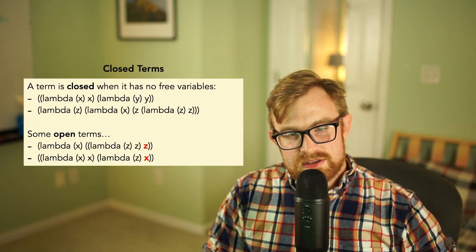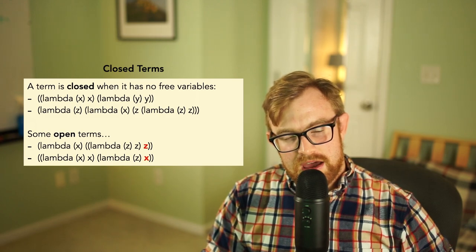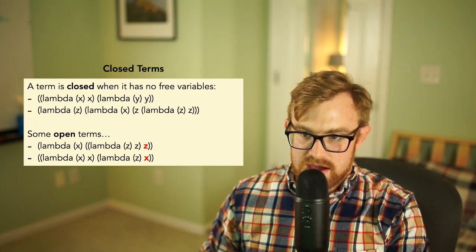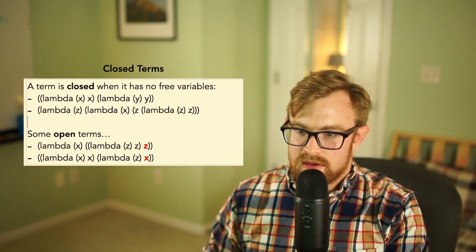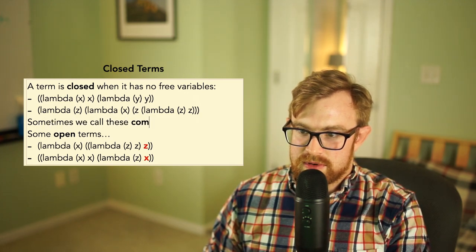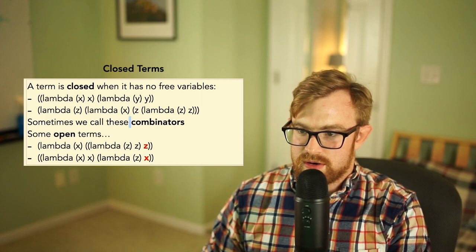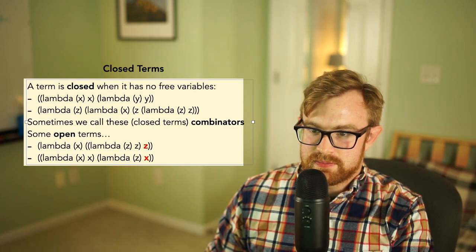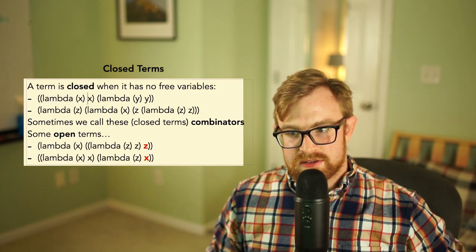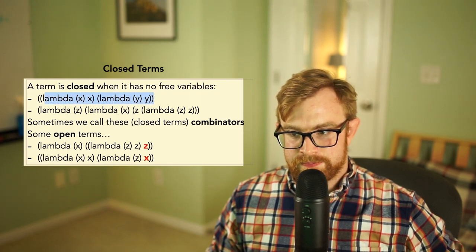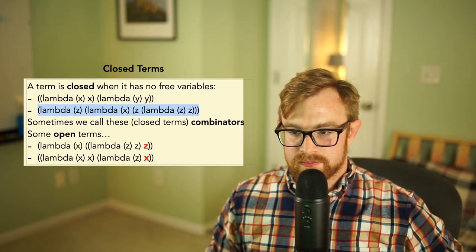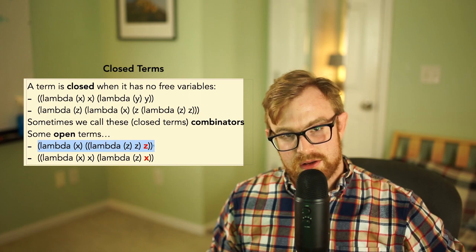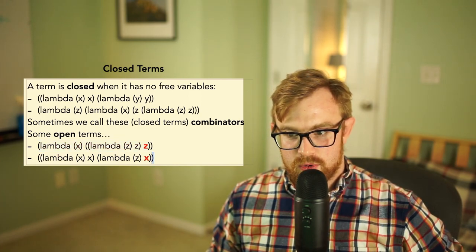All right, and then also we say that a term is closed when it has no free variables. Sometimes we'll also call these terms combinators, closed terms. So closed terms are combinators of the lambda calculus. So for example, we can see lambda x, x, lambda y, y, no free variables there. Similarly in this expression right here, but we've got these two expressions right here. These are open terms. So the opposite of a closed term is a term that does have some free variables, some open terms right here.